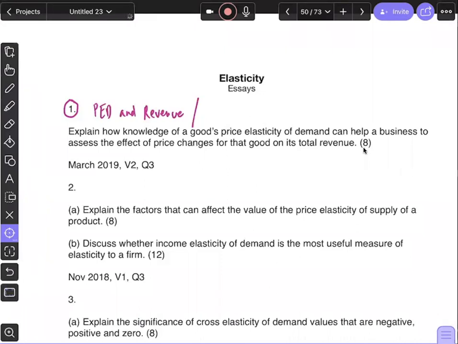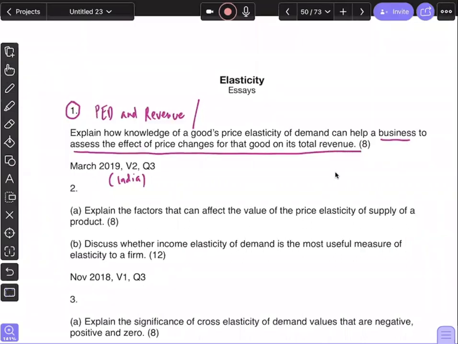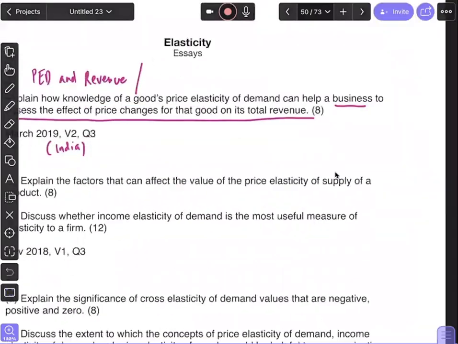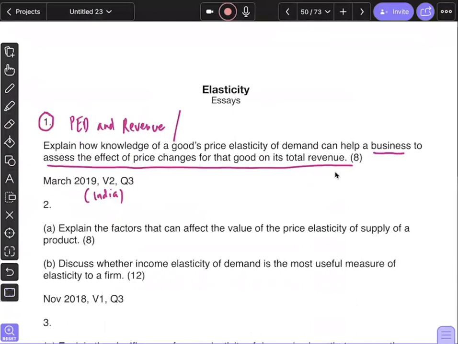Let's read this question. This came in March 19. This came in India, so this is India's paper, where I think in March they have exams. Explain how the knowledge of a good's PED can help a business to assess the effect of price changes for that good on its revenue. So let's discuss that part. If you have any questions, let me know. Otherwise, we move on.